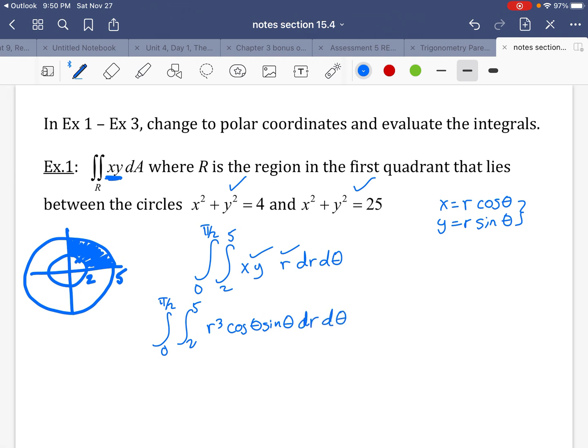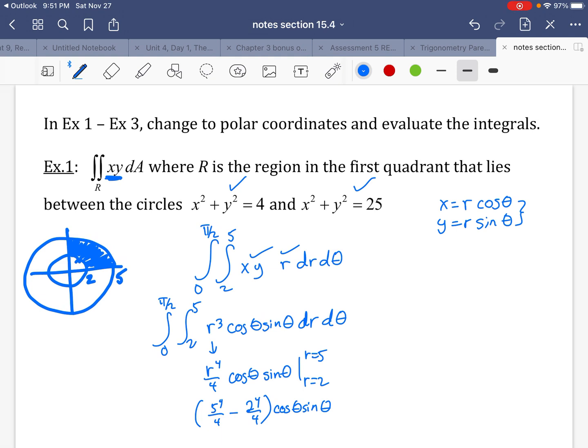Okay, so these are just pretty much separate things. I'm just going to look at this r right here and integrate it. I would have r to the 4th over 4, and the cosine and the sine will follow me, but I'll have to evaluate this for r equals 2 to r equals 5. And so the cosine and the sine will just sit there. So I'll end up getting 5 to the 4th over 4 minus 2 to the 4th over 4. And then the cosine and the sine are just going to stay there.